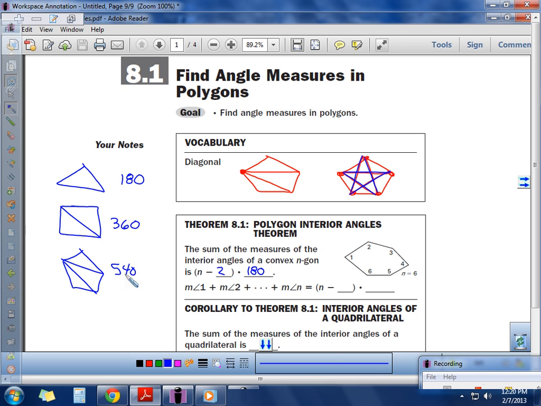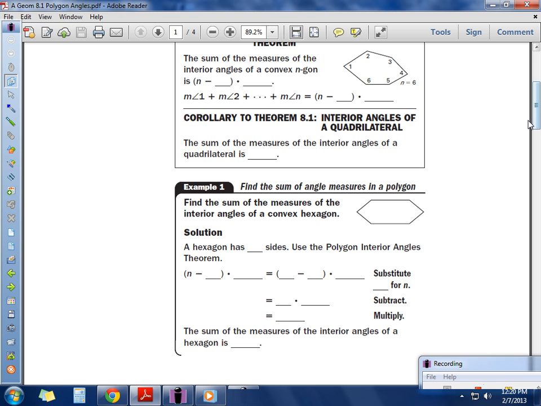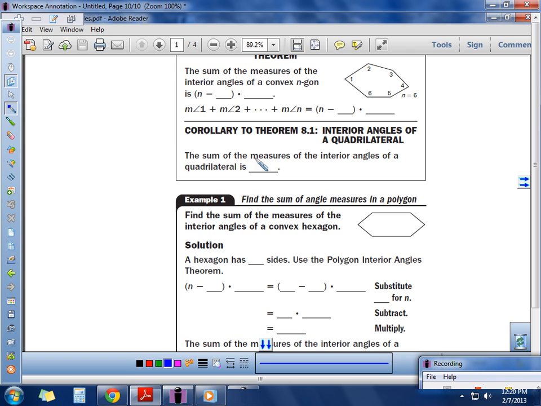Next thing we've got to talk about is a corollary to this theorem. A corollary is just another theorem related to that one up there. The sum of the measures of the interior angles of a quadrilateral is, yeah, we just talked about that, 360. So go ahead and write that down. Basically, it's just telling you something that you should know.